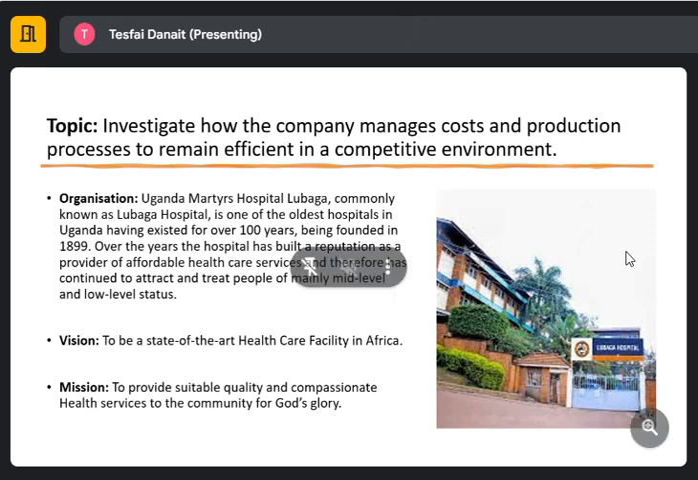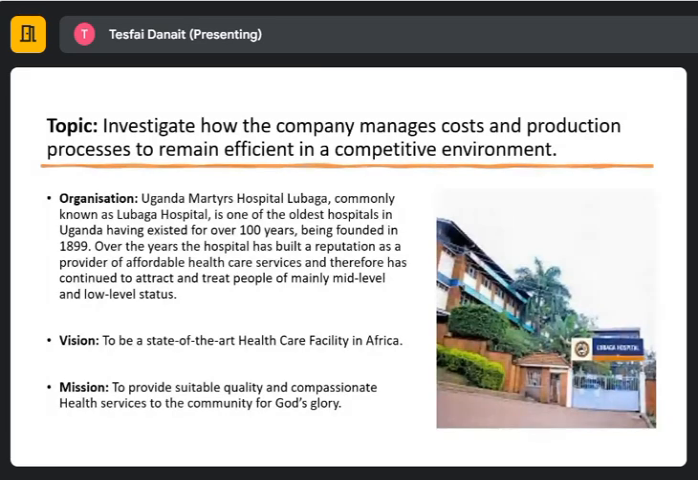We took this hospital, Lubaga Hospital, Uganda Martyrs Hospital, Lubaga, commonly known as Lubaga Hospital, is one of the oldest hospitals, existing for over 100 years, being founded in 1899.